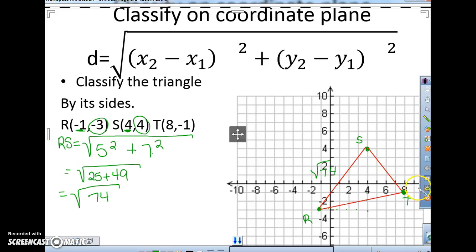Let's do from S to T this time. So we're going to subtract the x's or think about how far the x's are apart. So we're going to go from 4 to 8. How far apart are those on a number line? 4. If you're not sure, you can always count over. And then the y coordinates, we're going to figure out how far apart they are. So 4 and -1. They're 5 units. So I did 4 minus -1. That's where I got 5 from. Okay?